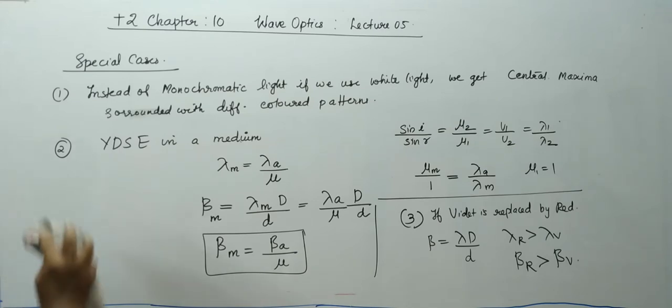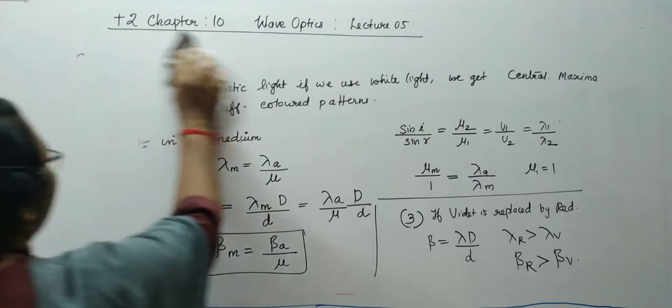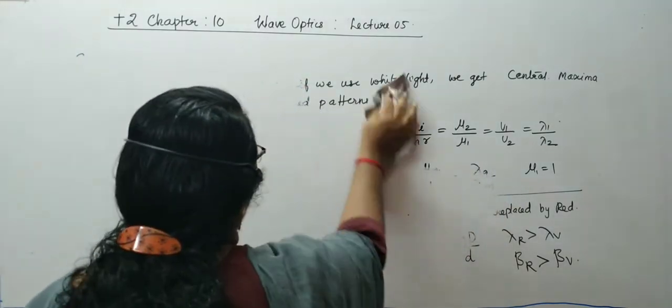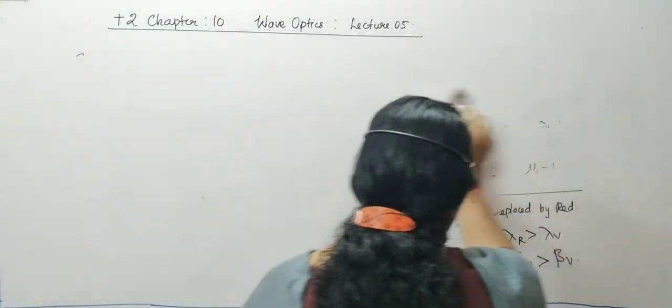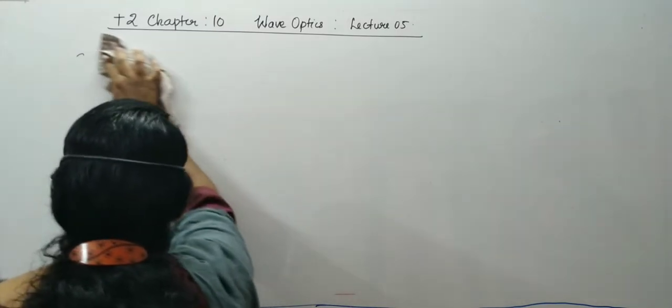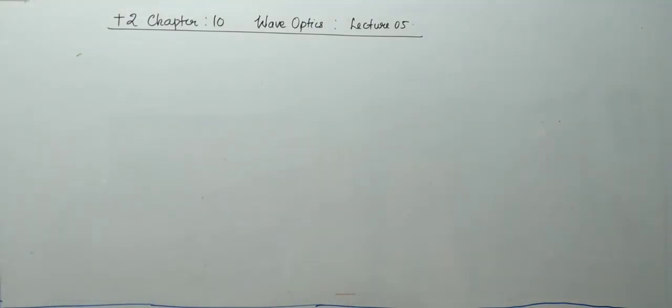Clear? So this was all about interference, our Young's double slit experiment, a very important topic of wave optics. Frequently asked questions from wave optics are regarding interference. So we are going to do one or two numericals also.